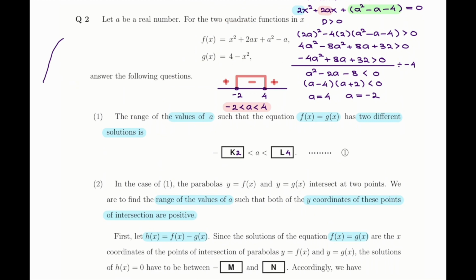So my parabola is something like this, concave downward or open downward. And then this parabola will intersect the y-axis at 4. If we want to find the y-intercept, then we can set x as 0. So this parabola will intersect y at 4 and then it will intersect x at plus minus 2. If we want to find the x-intercept, then y is equal to 0.